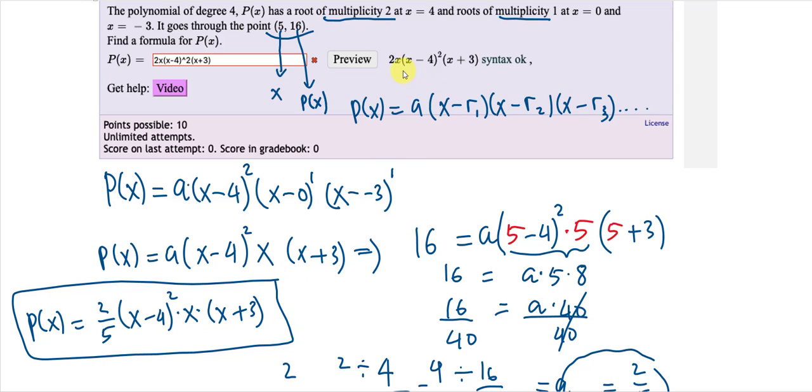Okay, so very close. He's missing the 2 over 5, right? It only has 2 here. Okay, x minus 4 squared we have here, x plus 3. That's good, except missing the 5 at the bottom. So that's why this answer is not correct. Okay.